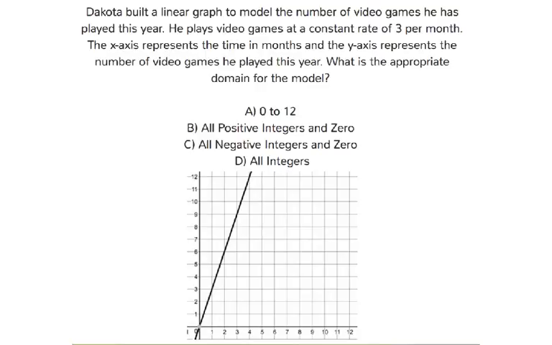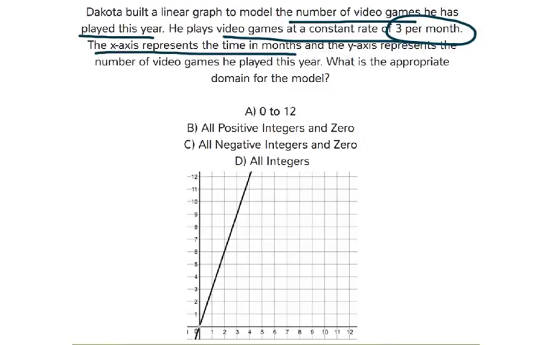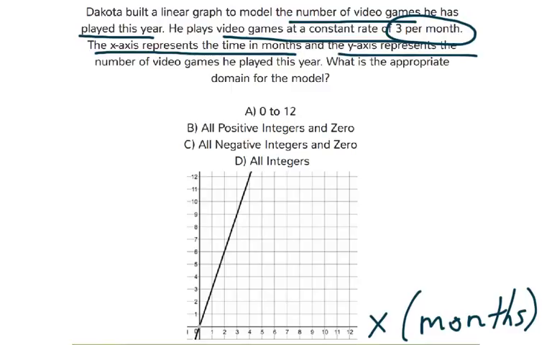The question says, Dakota built a linear graph to model the number of video games he has played this year. He plays video games at a constant rate of 3 per month. The x-axis represents the time in months, so I'm going to write x months down here. And then it says the y-axis represents the number of video games he played this year. So y is number of games.